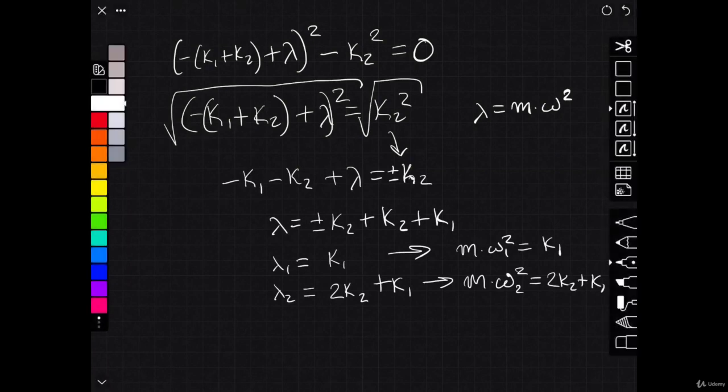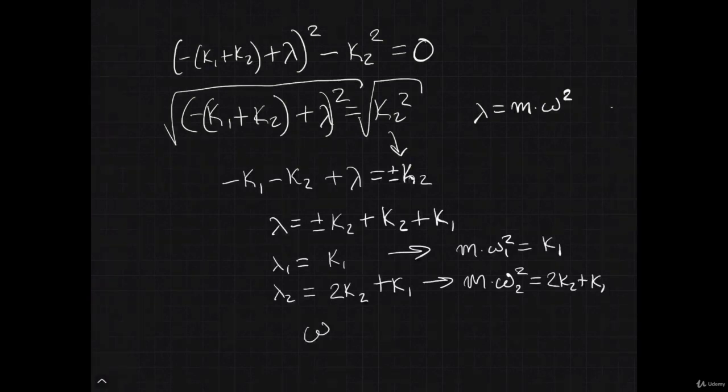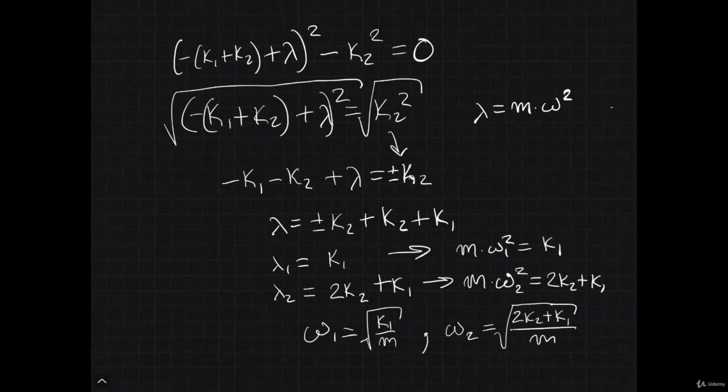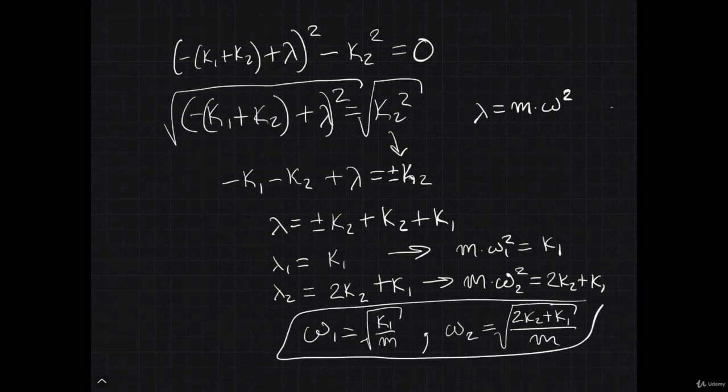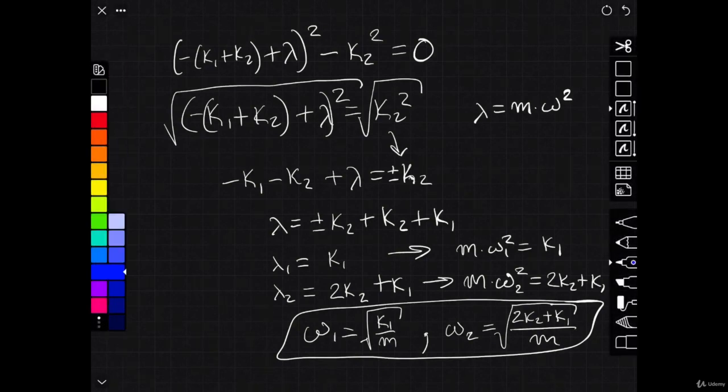Solving for both omegas, we have omega 1 is equal to the square root of k1 over m, and omega 2 is equal to the square root of 2k2 plus k1 over m. And this, folks, is your answer. Because k2 is always a positive number, omega 2 will always be greater than omega 1.